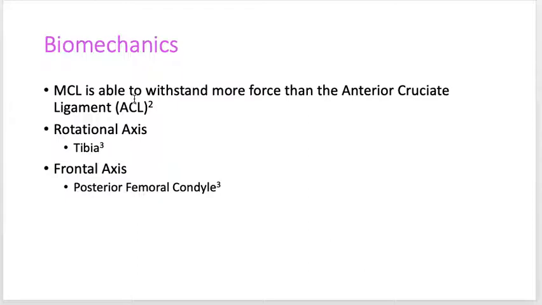The biomechanics of the knee is that the MCL is able to withstand more force than the ACL, so it is very strong. It only has one rotational axis in the tibia, and the frontal axis is around the posterior femoral condyle.